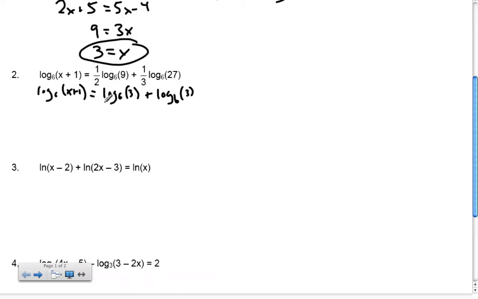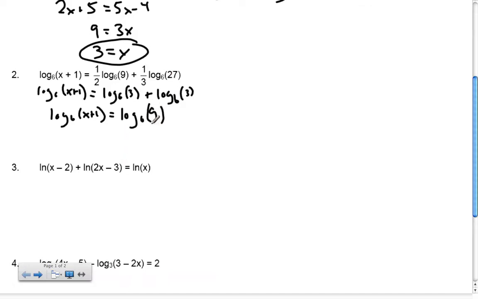The second thing is, how do we deal with the fact that there's two logs here? Well, it's an addition problem, so we can actually rewrite this as the log base 6 of these two things multiplied together, because that's the product rule. So log base 6 of x plus 1 is equal to log base 6 of 3 times 3, or 9.